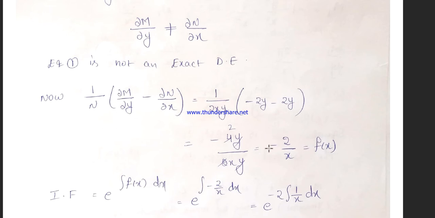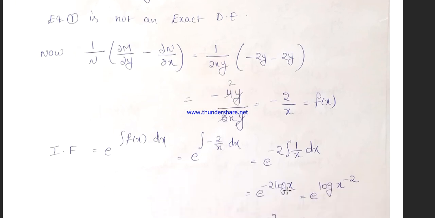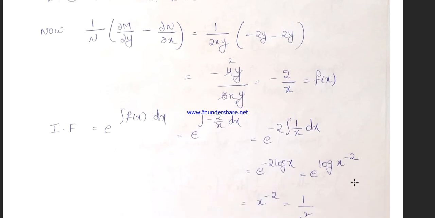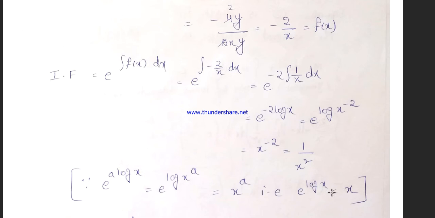Here f of x is equal to minus 2 by x, so it is e power integral of minus 2 by x dx. Minus 2 is a constant, and the integral of 1 by x dx gives e power minus 2 log x. We write this as e power log x to the power of minus 2, because e power a log x equals e power log x power a. We also have the property e power log x equal to x. Here, in place of x we have x power minus 2, so we get x power minus 2, which is equal to 1 by x square. I wrote the properties here: e power a log x equals e power log x power a, which equals x power a, taking e power log x equal to x.